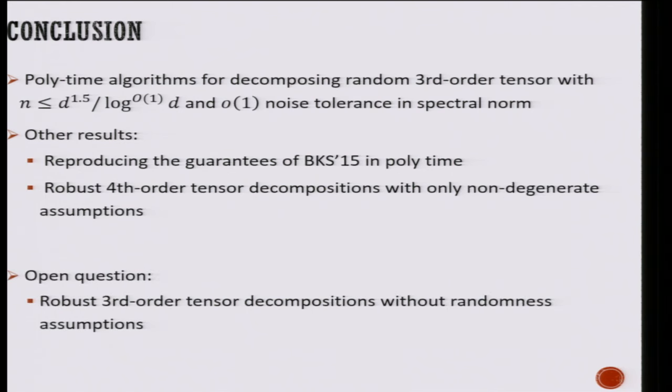One direct open question is how to do robust third-order tensor decomposition without the randomness assumption. You need something because of NP-hardness. For example, for fourth-order tensors, if there's no noise, you only need some algebraic condition, like if something doesn't happen, then we are good. It's a linear independence assumption for some lifting of the AIs. Generically you can decompose fourth-order tensors, although the old algorithm was not robust to noise, and we make it robust to noise. And for third-order tensors, we didn't even know how to do it without noise.